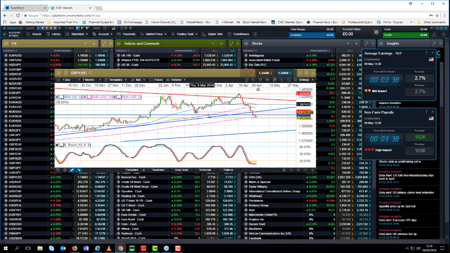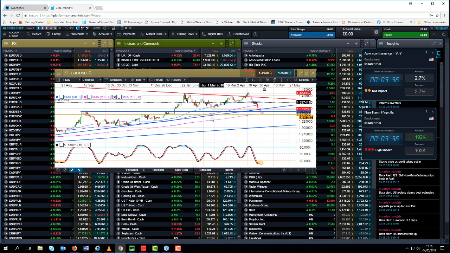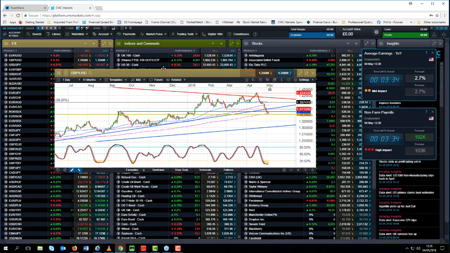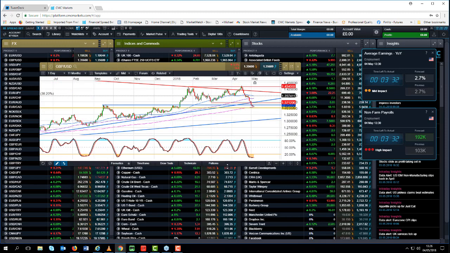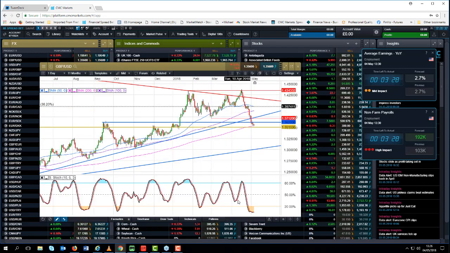This 137.10 level was really important in the overall scheme of things with respect to the breakout, because it's completed a potential double top in cable. Now, we are approaching a very key support level here. So how we react around about 135.10, 135.20 will dictate how quickly we break lower towards my overall target.